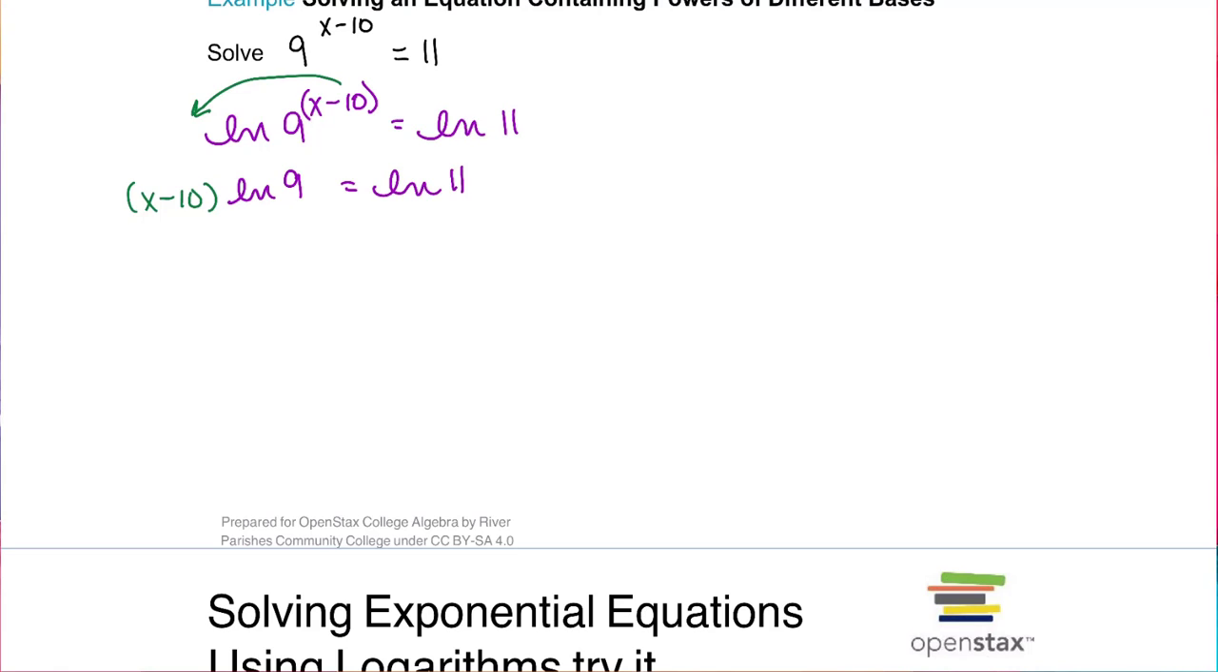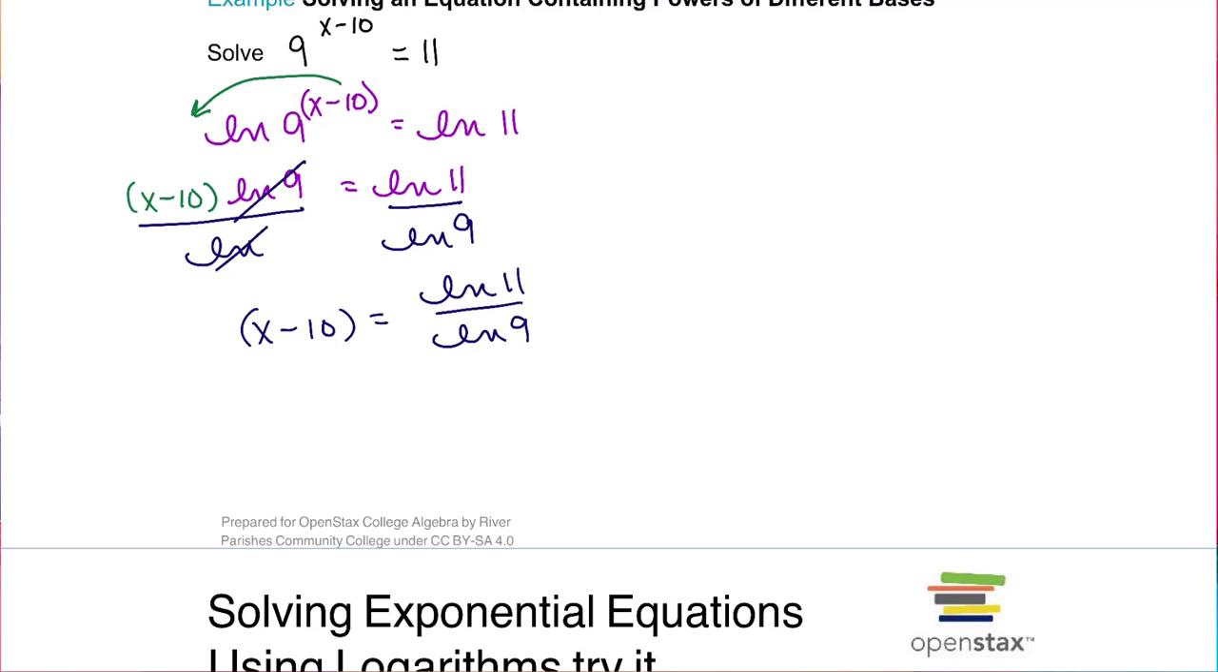So you can divide both sides by ln of 9. And that leaves x minus 10 equals ln of 11 over ln of 9. And actually, I want to go ahead and erase these parentheses because I don't need them. And then you want x by itself.